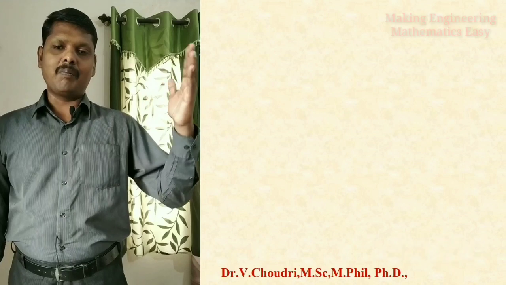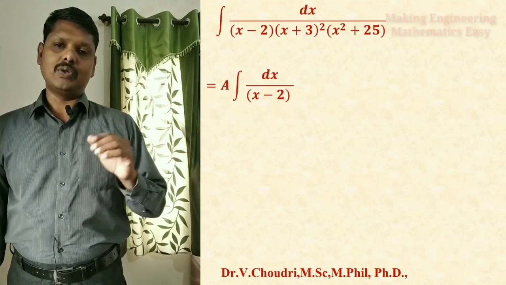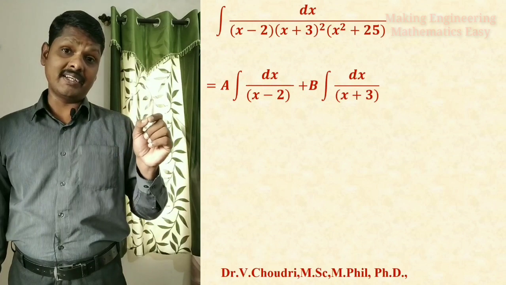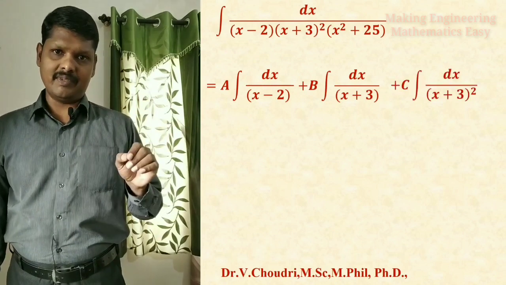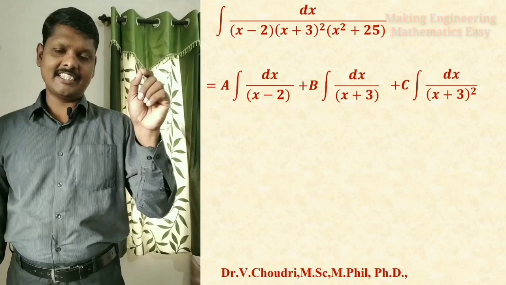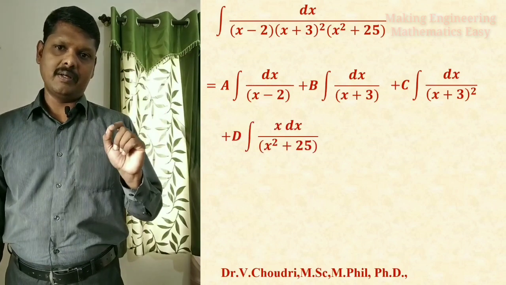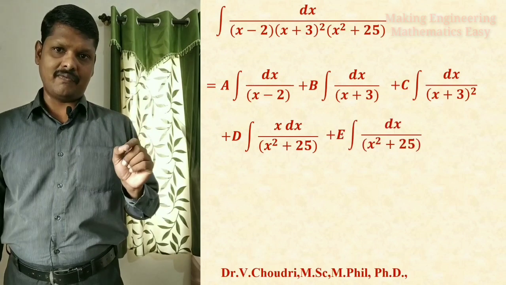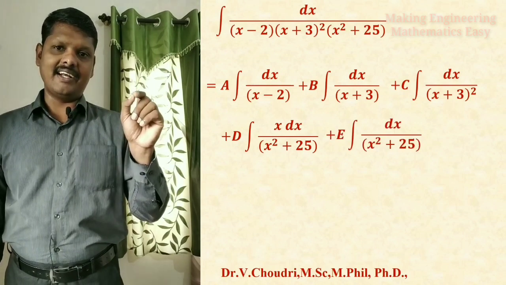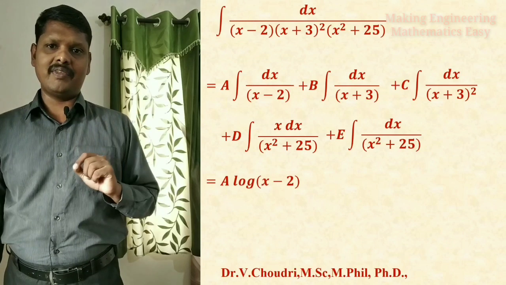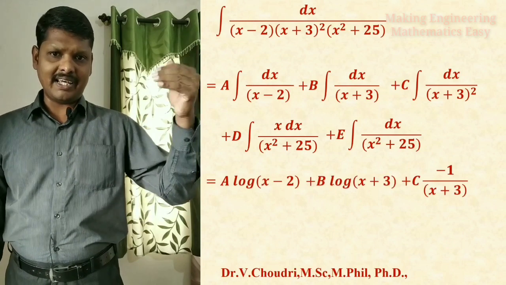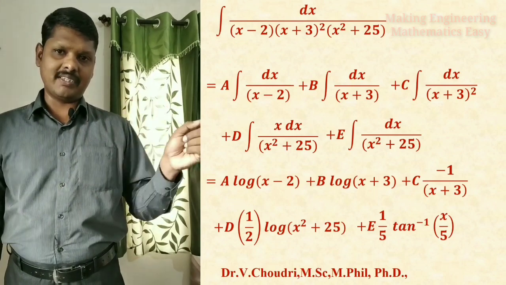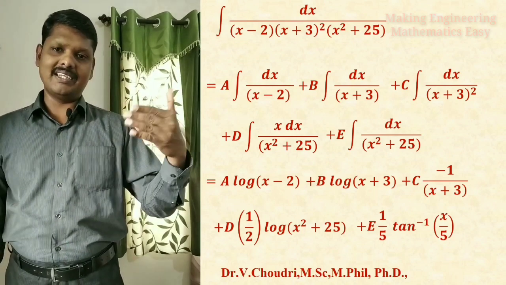Okay. Now we apply integration on both sides. So what will come? A into dx by x minus 2 plus B into dx by x plus 3 plus C into dx by (x plus 3) whole square plus D into x dx by x square plus 25 plus E into dx by x square plus 25. Now the given integral becomes a simple integration. Now we apply the direct method and substitution method, and you may get the result.